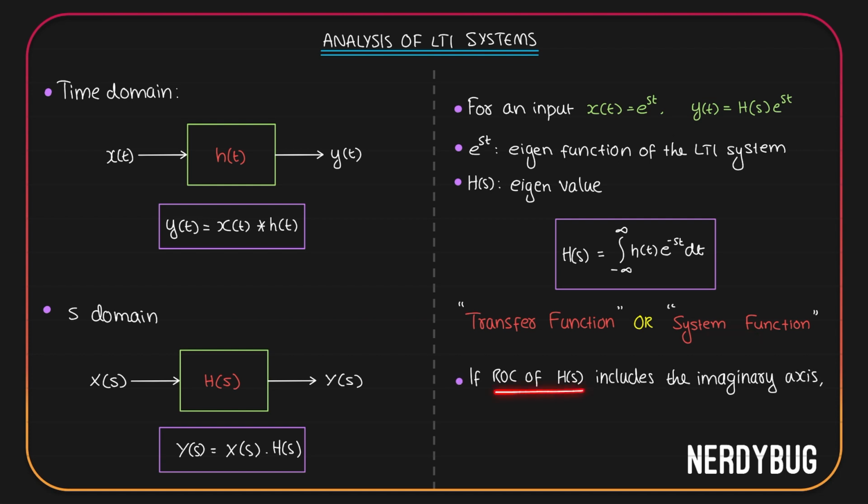Assume that the ROC of H of s includes the imaginary axis, that is sigma equal to 0 is a possible value. Then for sigma equal to 0 or s is equal to j omega, H of s, which is actually H of sigma plus j omega because s is sigma plus j omega, will simply become H of j omega. H of j omega is the Fourier transform of the impulse function h of t. And H of j omega is called the frequency response of the system.